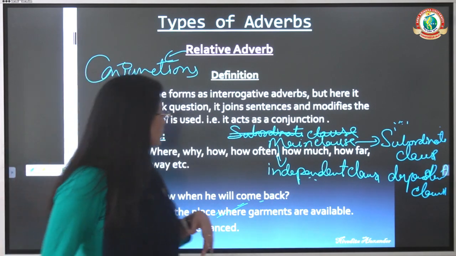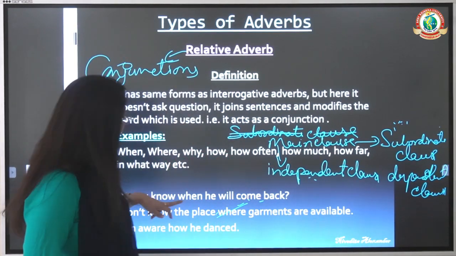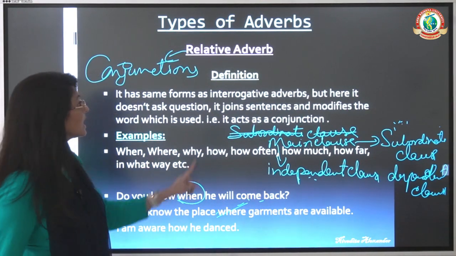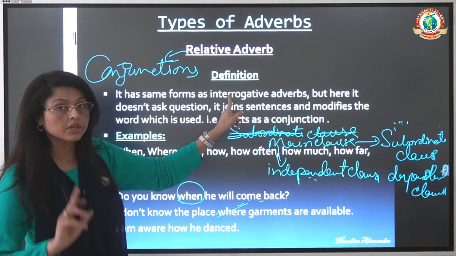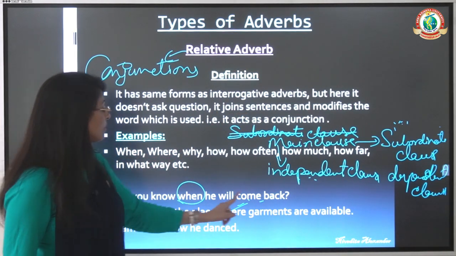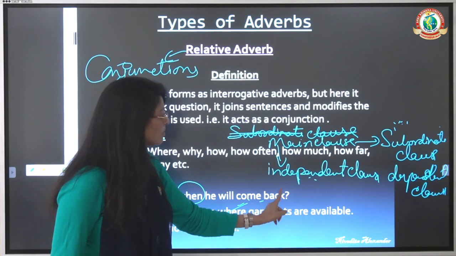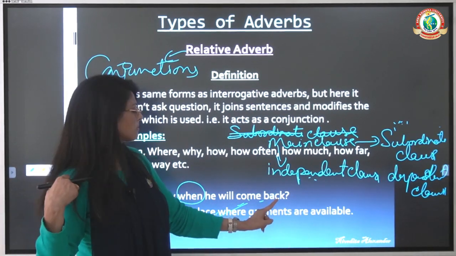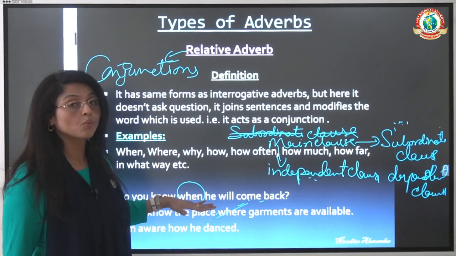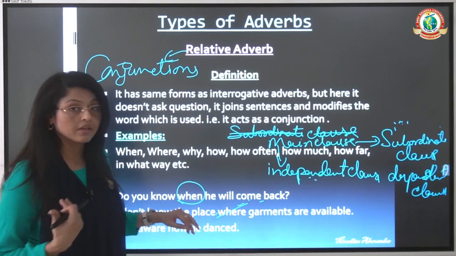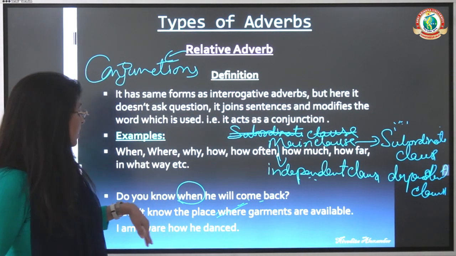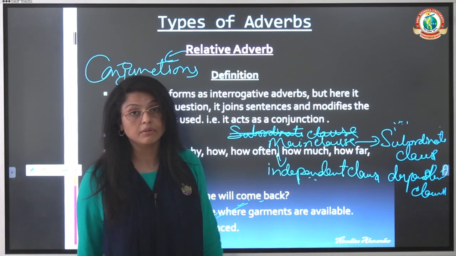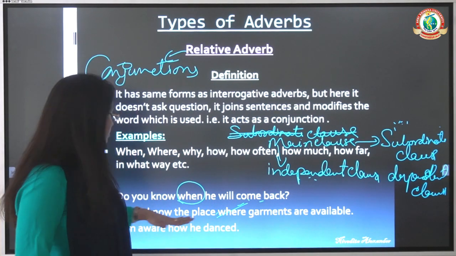So do you know, see, when he will come back. Now here when is of course a part of the interrogation, which has a question mark, but do you know he will come back? And if you apply a question mark here, it automatically becomes an interrogative sentence. But by writing when, you are modifying it further in detail. Clear? Now see, I don't know the place where garments are available, or I don't know the place.